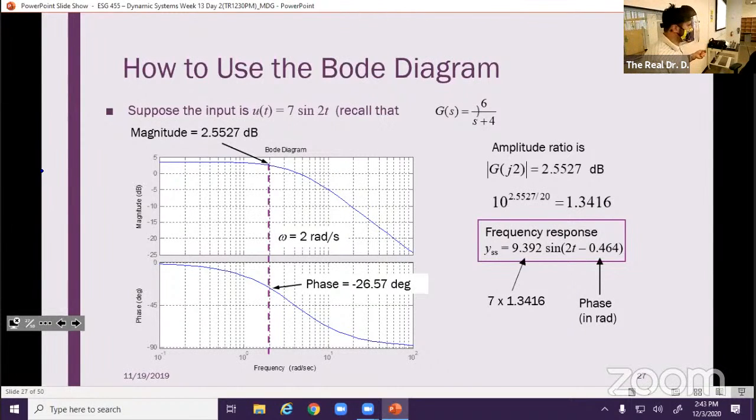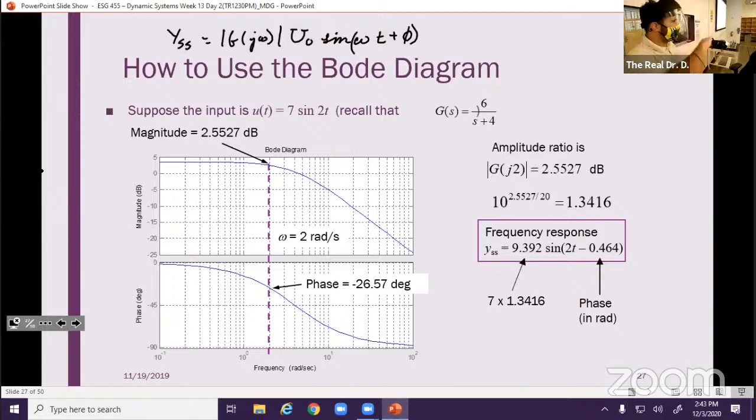not decibels, right? Because remember, the equation that we're always trying to satisfy for steady state in its general form looks like this. That's what the equation looks like. And yes, you know what the transfer function is, but let's assume that we didn't know what the transfer function was. All you were given was the Bode diagram.